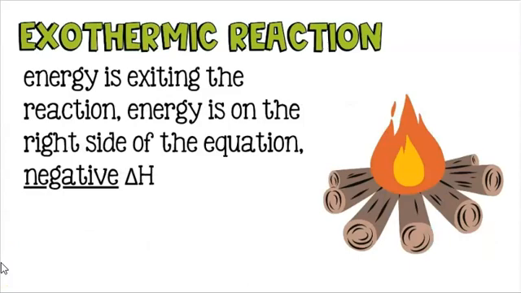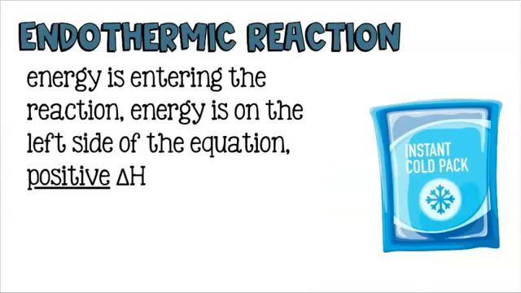The energy is on the right side of the equation. That means that the reactants will have more energy than the products, and we will have a negative delta H. In endothermic reactions, energy is entering the reaction, and so energy is on the left side of the equation. That means that the reactants have less energy than the products, and we will have a positive delta H.